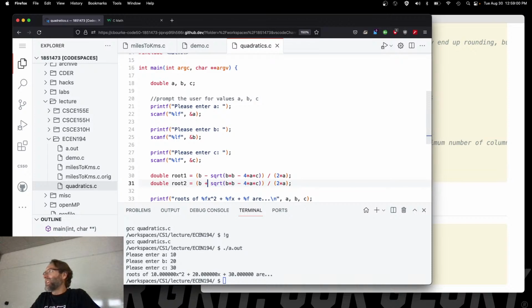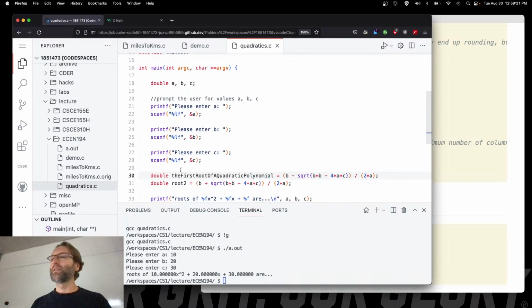Can you think of any other great names for a root? The first root, the second root? I guess you could say the first root of a quadratic polynomial, but that's a little bit too verbose. No. Keep it simple.